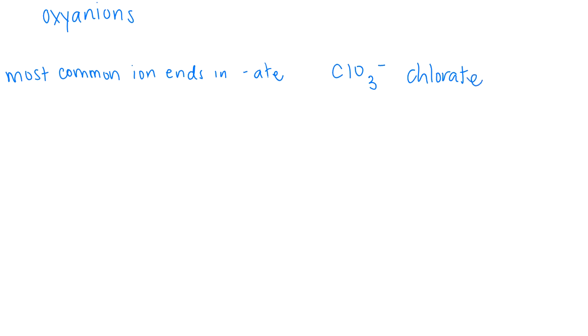If we take away one of those oxygens, it becomes -ite, I-T-E. So if we subtract an oxygen, that's now ClO2 with a negative charge. And so this is called chlorite.